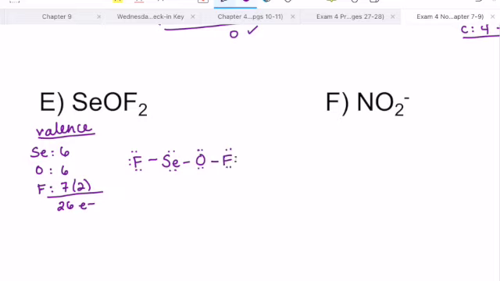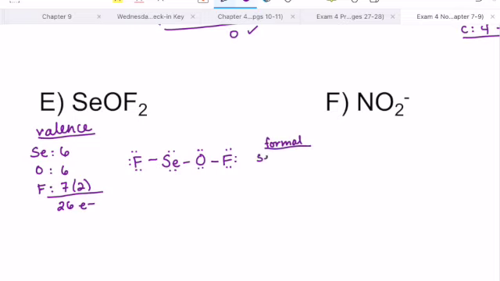So if we do it this way, we've got 2, 4, 6, 8, 10, 12, 14, 16, 18, 20, 22, 24, 26 electrons. Oxygen has 2 bonds and 2 lone pairs. Fluorine has 1 bond and 3 lone pairs. And selenium, which is in the same column as oxygen, so it should be similar, also has 2 bonds and 2 lone pairs. So let's calculate our formal charges. And I should also add that everything has an octet, which is also nice.